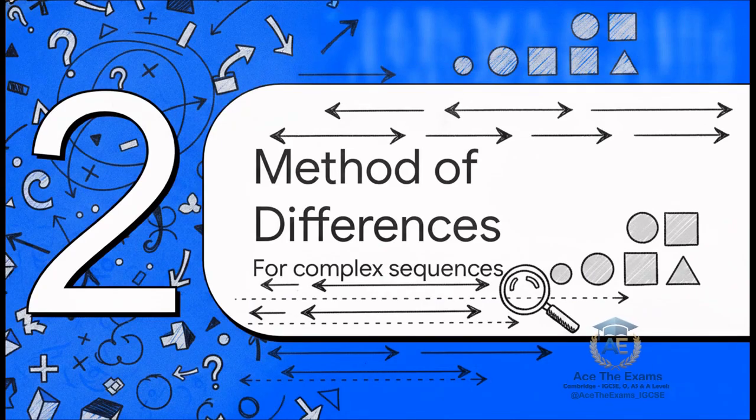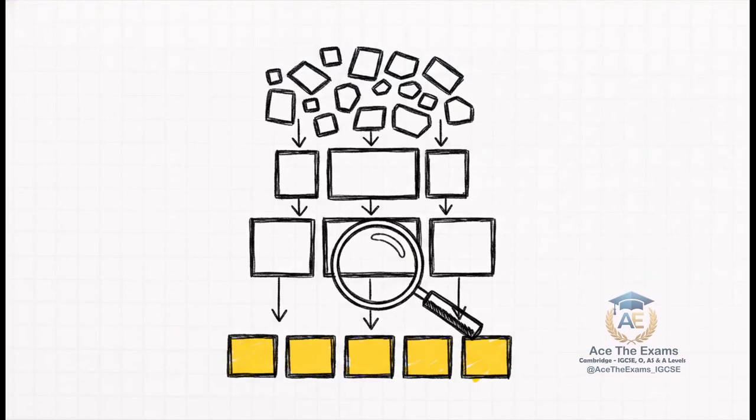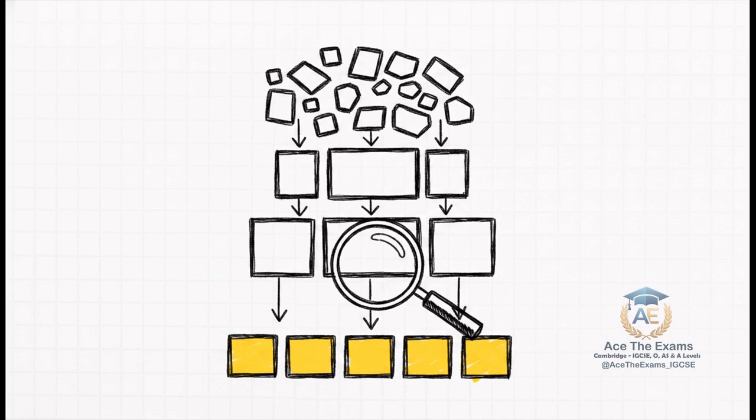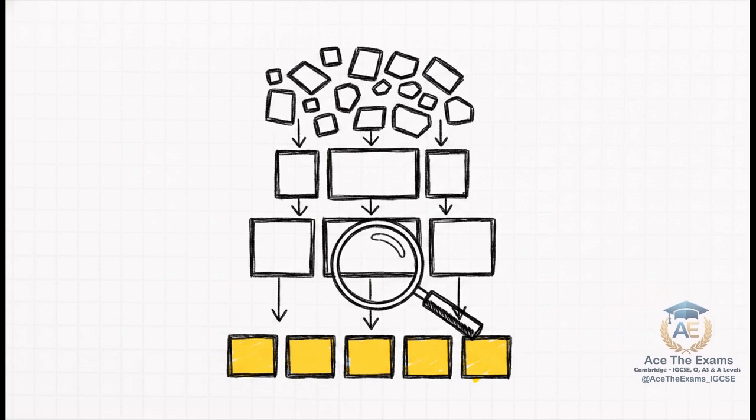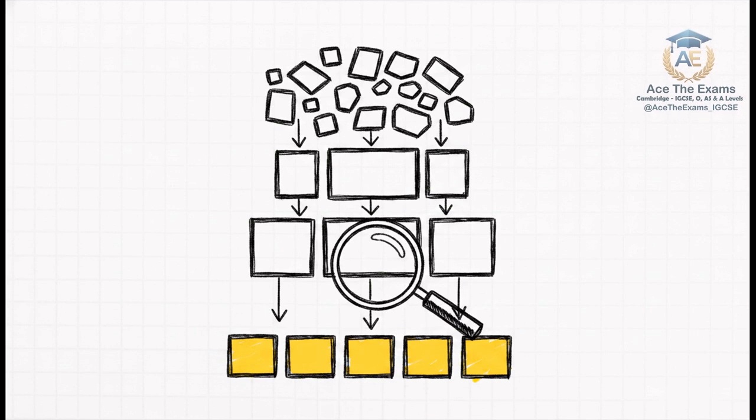Moving on to Section 2, the method of differences. This is where things get a bit more complex. So what happens when basic linear rules fail? When the sequence refuses to play nice and grow by the exact same amount every time. That's when the method of differences steps in. It is the ultimate framework, the structured strategy absolutely necessary for extracting those deeply hidden rules.